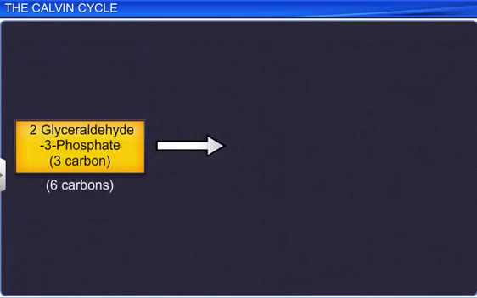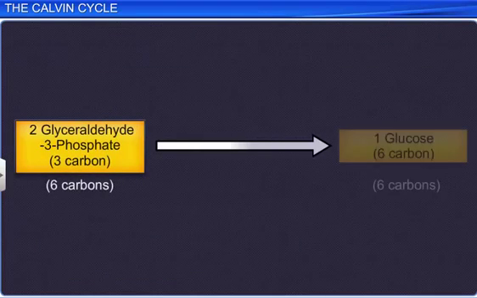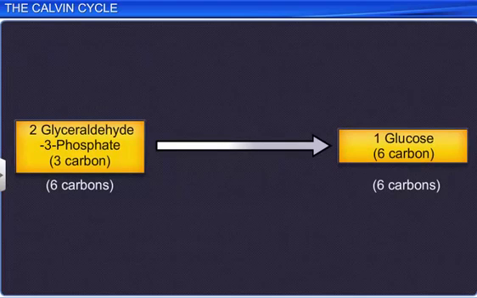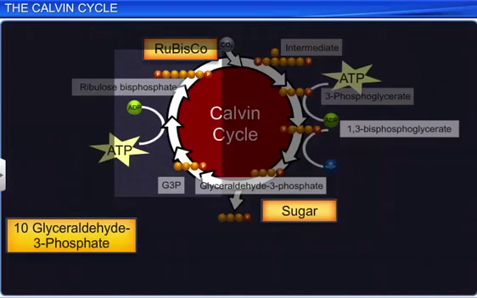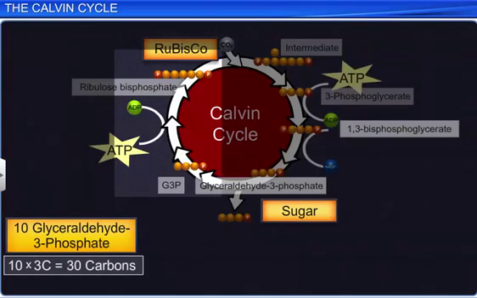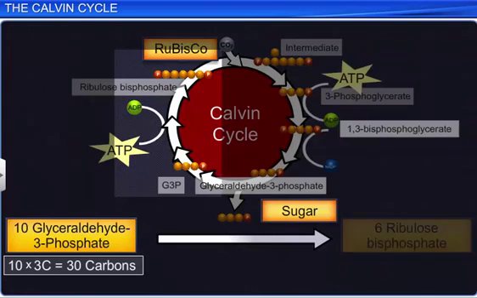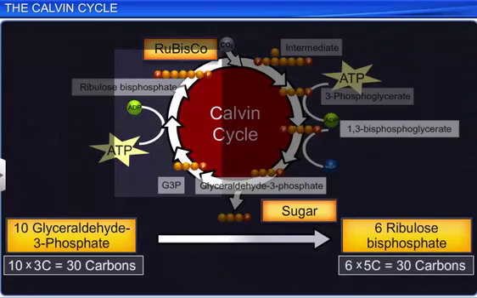Of these 12 molecules, 2 of them are used to make 1 molecule of glucose. The remaining 10 glyceraldehyde 3-phosphate molecules make up a total of 30 carbon atoms. These are involved in the regeneration of 6 molecules of ribulose bisphosphate, a 5-carbon compound, thus balancing the reaction.